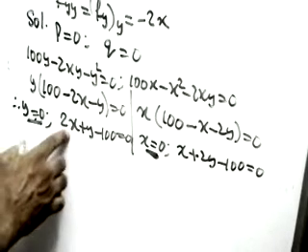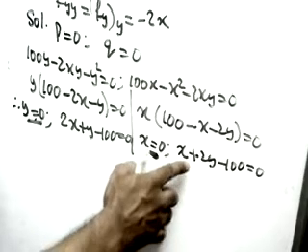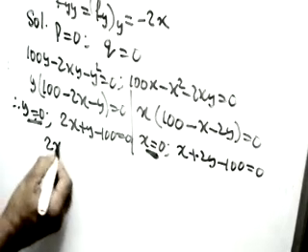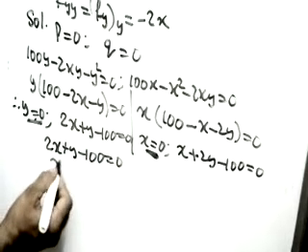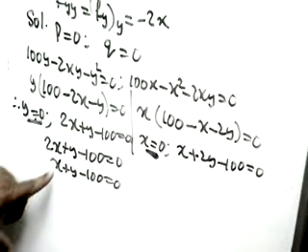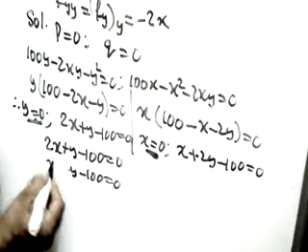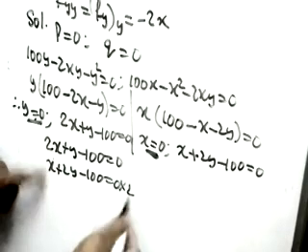So let me solve these two equations. One equation is 2x plus y minus 100 equals 0. Another equation is x plus 2y minus 100 equals 0. We know how to solve. Let me write this one: 2x plus y minus 100 equals 0. This is one equation. x plus 2y minus 100 equals 0 is the other equation.